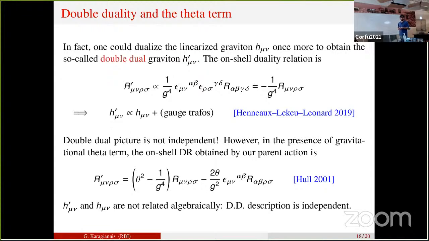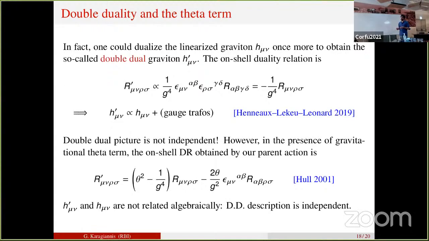Of course, there were also indications about that from earlier work of Hull, because he showed that linearized gravity does not admit three independent sources. So there can only be two independent sources in linearized gravity. I mean, either the electric and magnetic one, or the electric and the double magnetic, or the magnetic and the double magnetic.